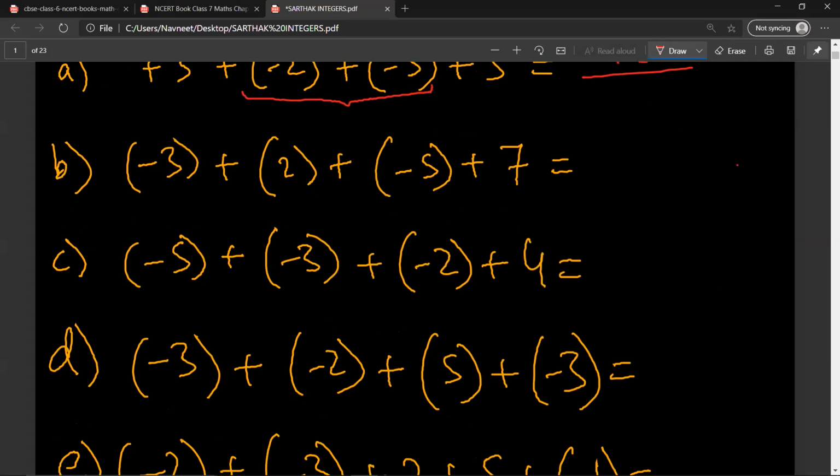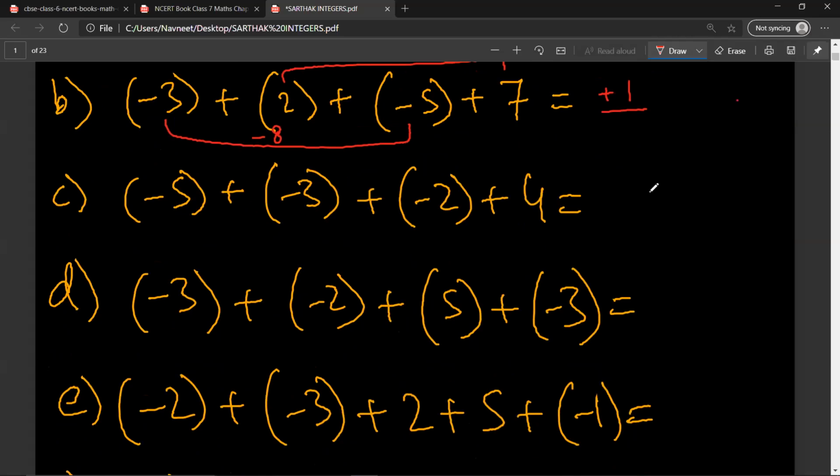What is the second answer that you got? 1. How did you do? You added these two, -3 and -5. You got -8. Then you added these two. You got 7 plus 2, 9. And 9 minus 8 is plus 1. Yes, sir.